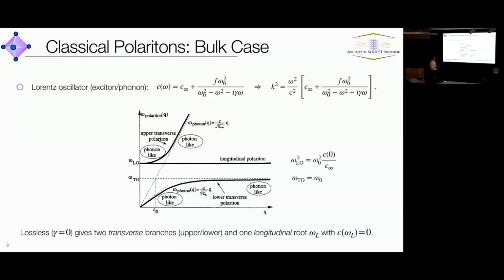And so in the case of a phonon, you expect 3 degrees of freedom because the phonon can oscillate in 3 directions. So you get 3 branches. 2 are split as polaritons, and 1 is the longitudinal one, which does not talk to light.